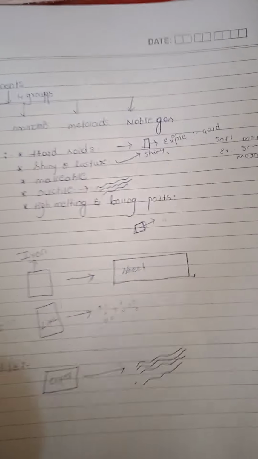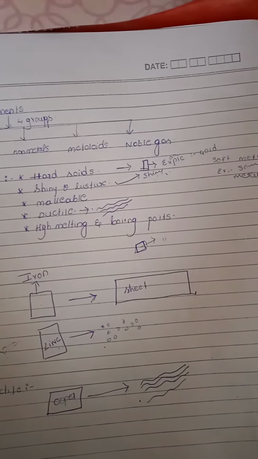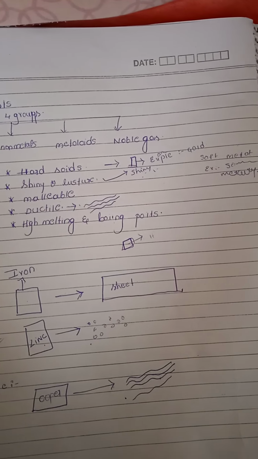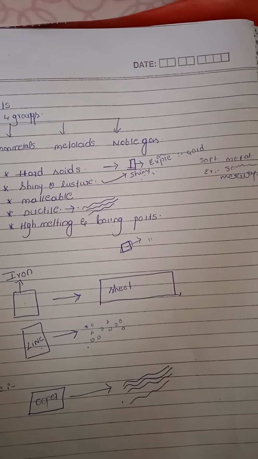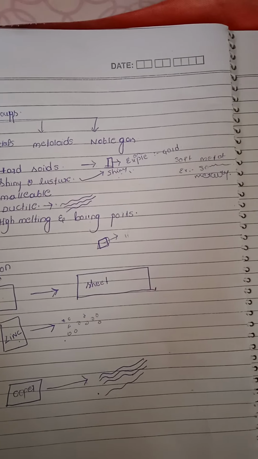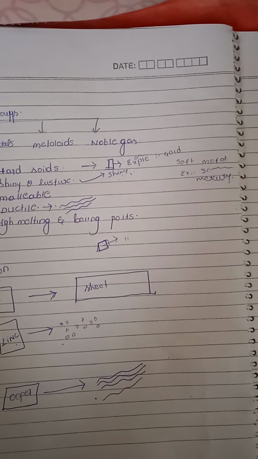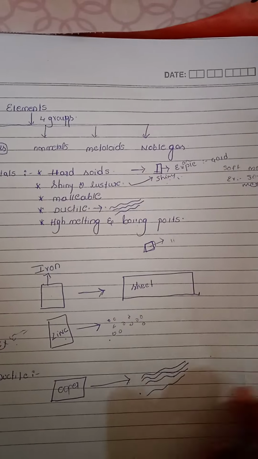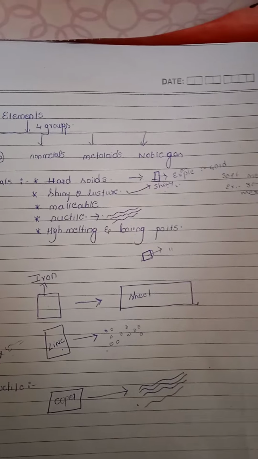Got it? So this is all about the elements, and the elements are classified into four groups, and those are metals, non-metals, metalloids and noble gases. This is all about the metals.